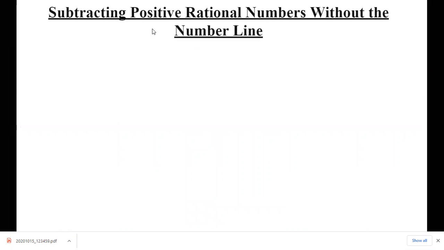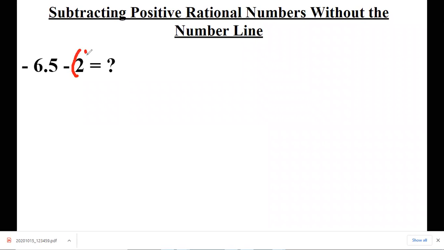Okay, welcome back. Stick with me here for some of this more complicated subtracting stuff. We're subtracting positive rational numbers, this time without a number line. So we have negative 6.5 minus 2. 2 is a positive number, and this isn't really the negative sign. This is a subtraction sign. Remember, there's a difference.